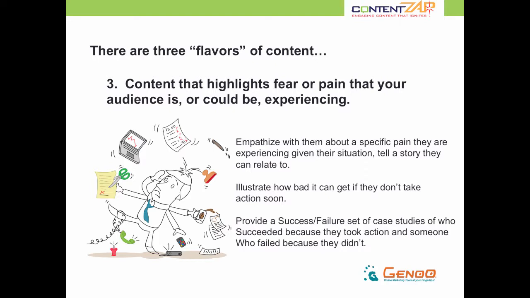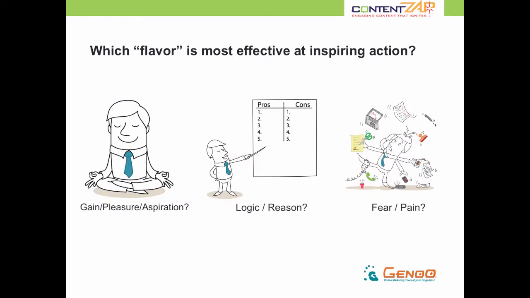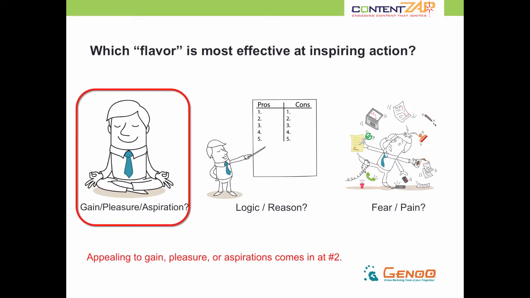So let's just look at it this way. Which flavor do you think is the most effective at inspiring action? Is it gain and pleasure aspiration content? Is it logic and reason content? Or is it fear and pain? What do you think? I'm going to give you a moment. Write it down on your little sheet of paper, your vote for which one it is, and let's look. So how many of you said gain, pleasure, and aspiration? Appealing to gain, pleasure, or aspiration comes in at number 2. So that's the second thing that will get people's attention, okay?